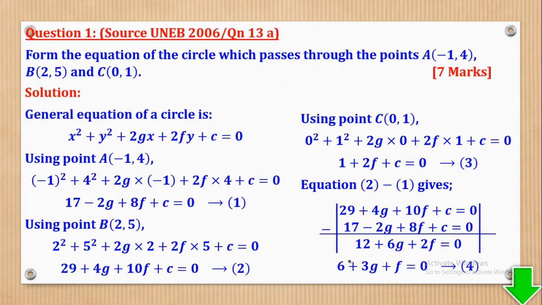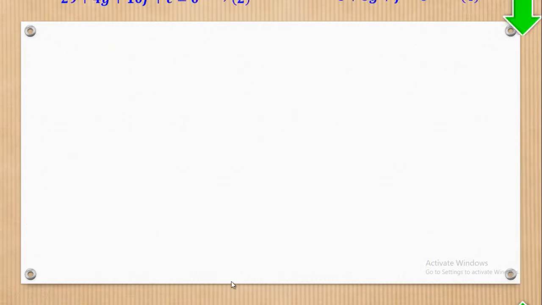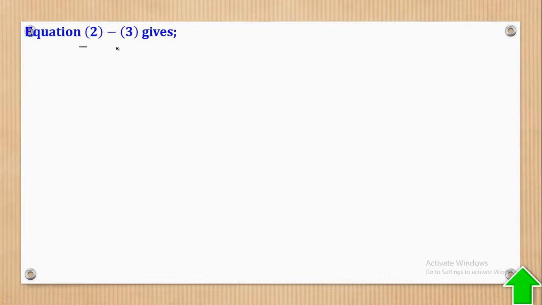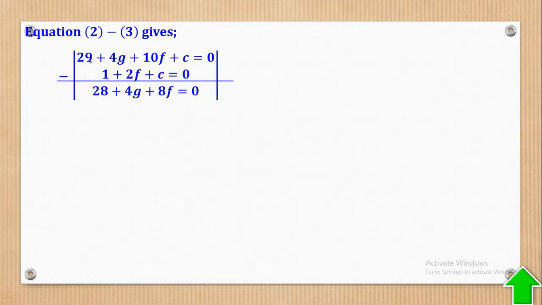I can reduce by 2 by dividing third by 2 to come up with this and call it equation 4. Then equation 2 minus equation 3, when I subtract the 2, I'll come up with this. So this minus this is this, minus 0 is this, and this minus this is that, and this one is eliminated. I can also reduce by dividing third by 4.